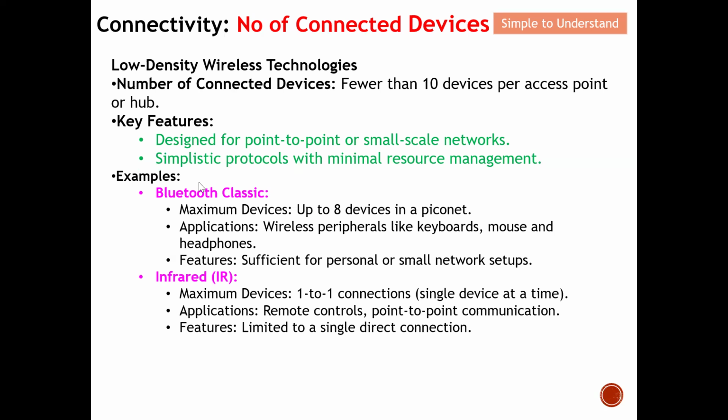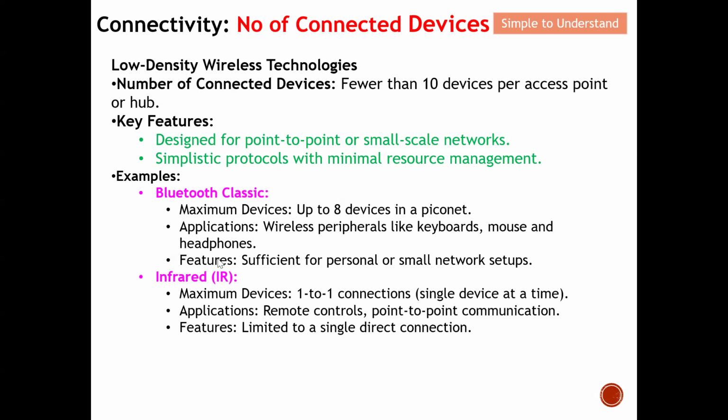Some key examples will be Bluetooth Classic. Remember, if you have looked at the Bluetooth video, you know that the maximum number of devices that can hook up to the master is 7 slaves and 1 master, so we can have up to 8 devices in a net. The applications, I guess you already know: for example, keyboard, mouse, and headphones. These can support Bluetooth Classic. The key feature is that it is sufficient for a personal or small network setup, because you don't need a lot of devices hooked up to your mobile phone, for example. Therefore, it is sufficient for your personal area network or very small network setup.